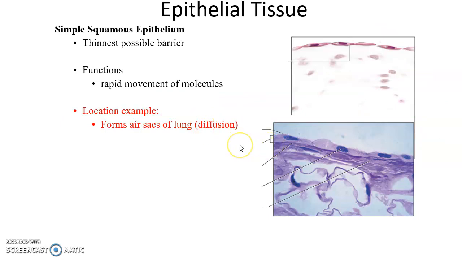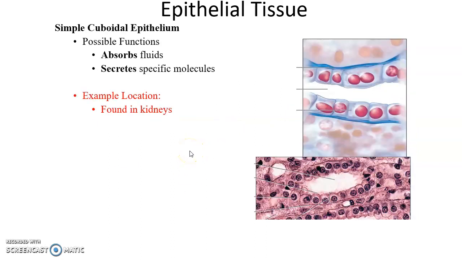So for instance, here is simple squamous epithelium. Simple, there's only one layer of cells. Squamous because these cells are nice and flat. They function to allow for rapid movement of molecules into underlying tissue or out of the tissue. An example is the air sacs in lungs, where we have diffusion: oxygen diffusing into our tissues from the air in the lungs, carbon dioxide diffusing out of the tissues and into the air in the lungs.